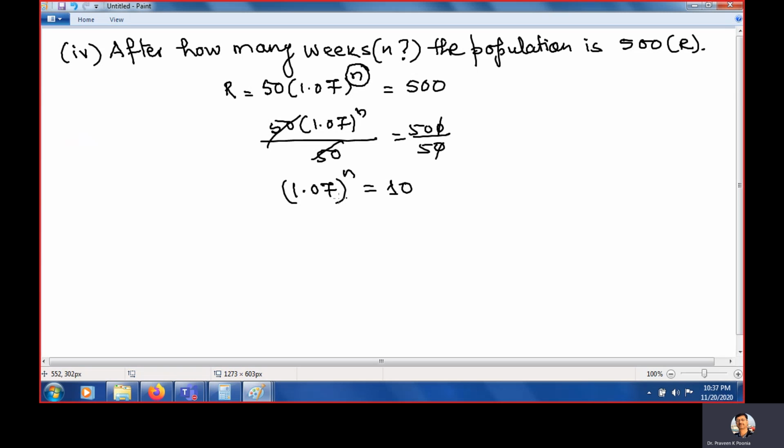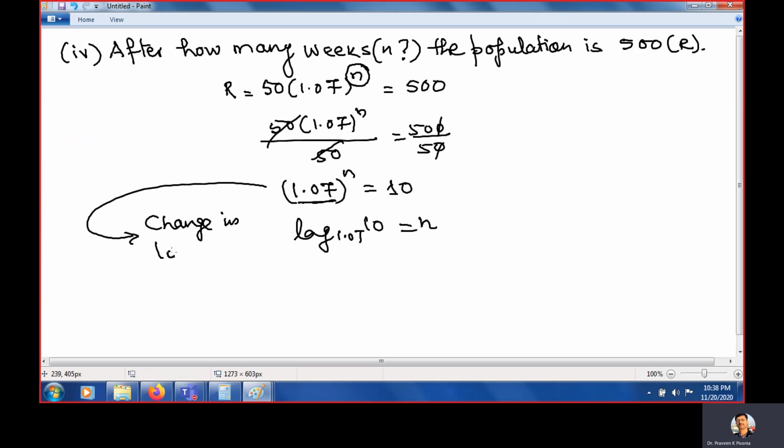Now this is an exponential problem, and we can change it into a logarithmic problem. How can we change it into a logarithmic problem? Log of this number with base 1.07 is equal to n. If we have this type of expression, we change it into a logarithmic function. That we learned last week. So n is equal to log 10 base 1.07.